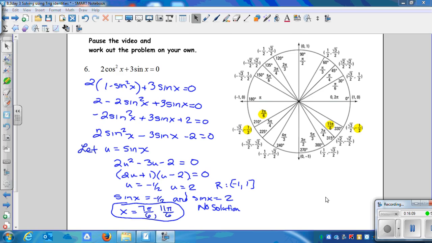Number 6 requires replacing cosine squared x with 1 minus sine squared x. It also requires you to do some factoring, so once again we did use substitution to make it a little easier to work with. And you will notice when you get your two equations for sine of x, you get sine of x equals 2 on the right hand side, which is a no solution portion of the problem because the range for a sine function is -1 to 1 inclusive. So two solutions, 7 pi over 6 and 11 pi over 6.